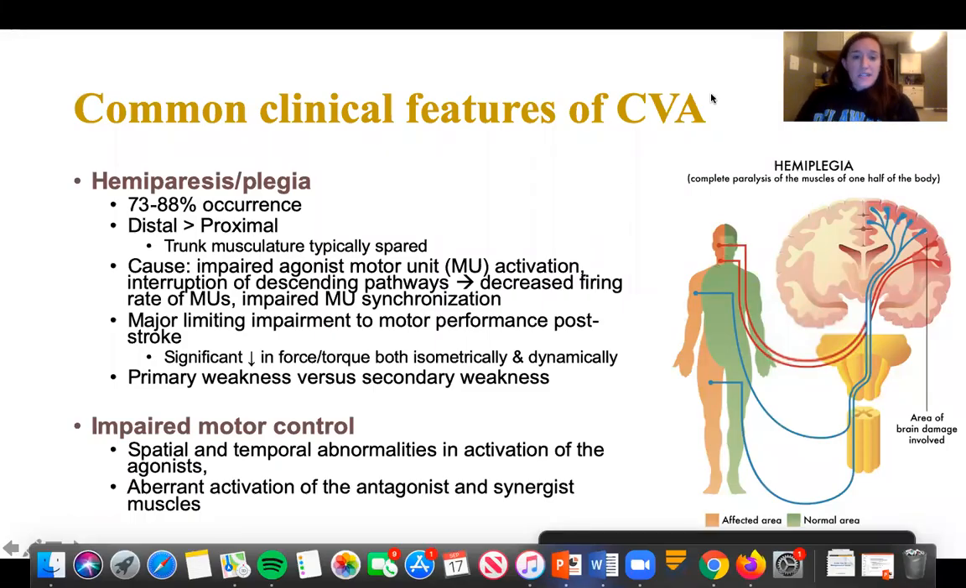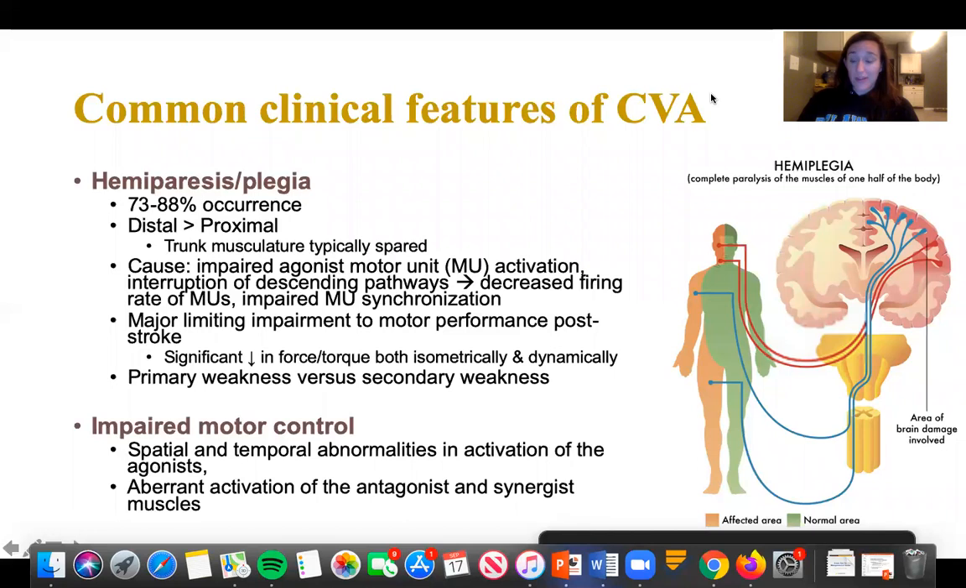All right, y'all. So we're going to dive further into strokes and start talking about what an individual with a stroke looks like, by keeping it general and talking about some common clinical features that patients may or may not have after sustaining a stroke of any type. First being hemiparesis or hemiplegia. This is what most folks think of when they think of impairments after a stroke, that one-sided weakness.